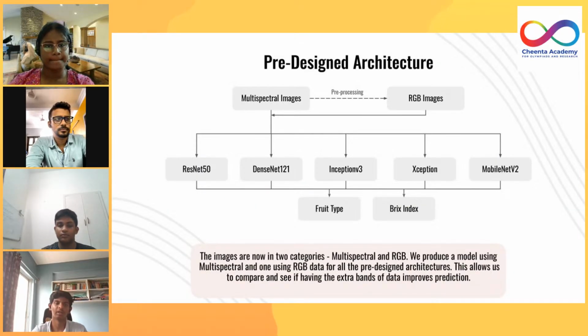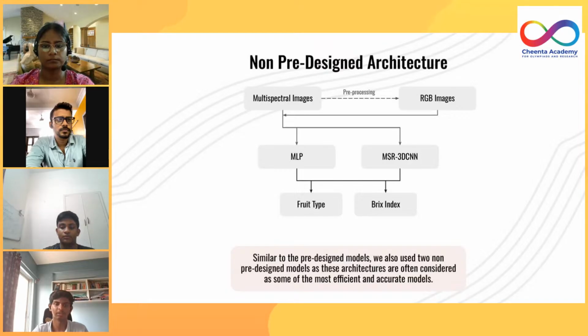Next slide. So here's a quick architecture diagram to understand the architecture. We have five major models: ResNet 50, DenseNet 121, Inception v3, Xception, and MobileNet v2. These are all pre-designed architectures. First we train them on multispectral images, and the output would be fruit type and brix index, and we'd repeat the whole process with RGB images. Next slide. We did the same thing for non-pre-designed architectures, MLP and MSR3D-CNN, and these would give the same outputs, fruit type and brix index.